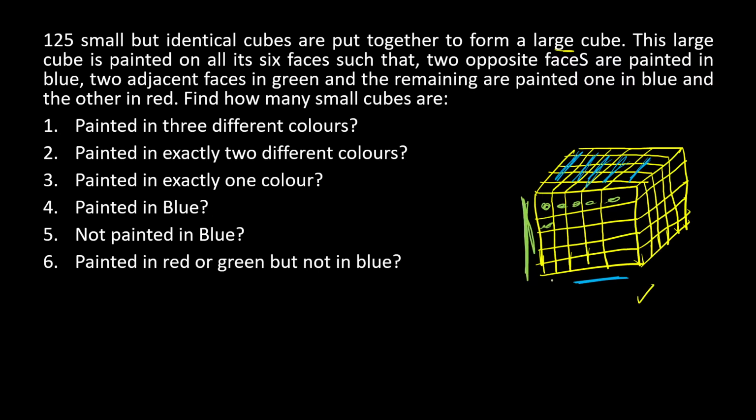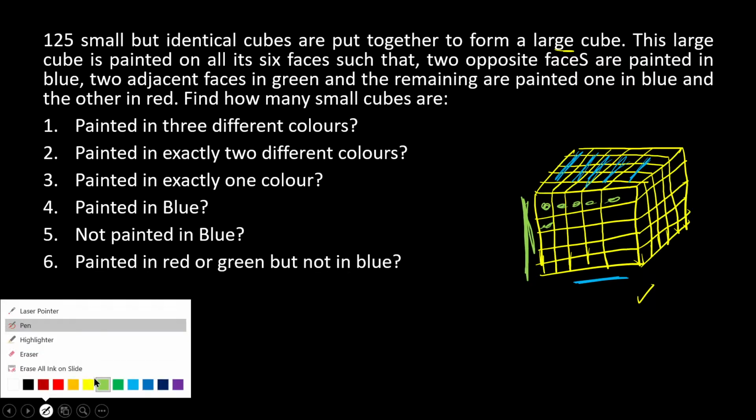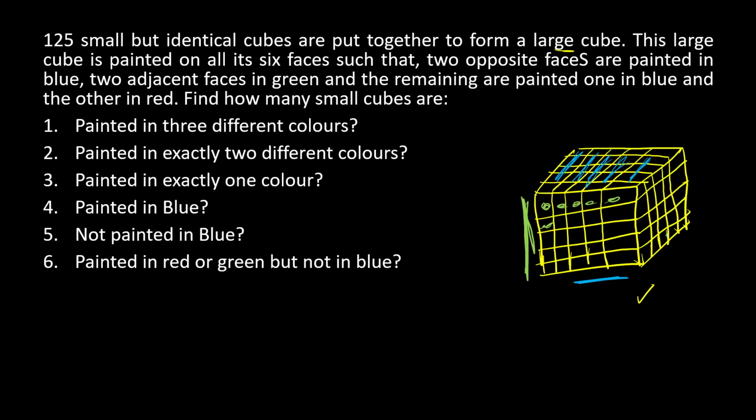Two opposite faces are painted in blue. Two adjacent faces are painted in green. And the remaining are painted, one in blue, the other in red. Let it be blue. And the other in red, which means the only face that we are left with, the one which is hidden behind, is painted in red. So this is our basic assumption here.